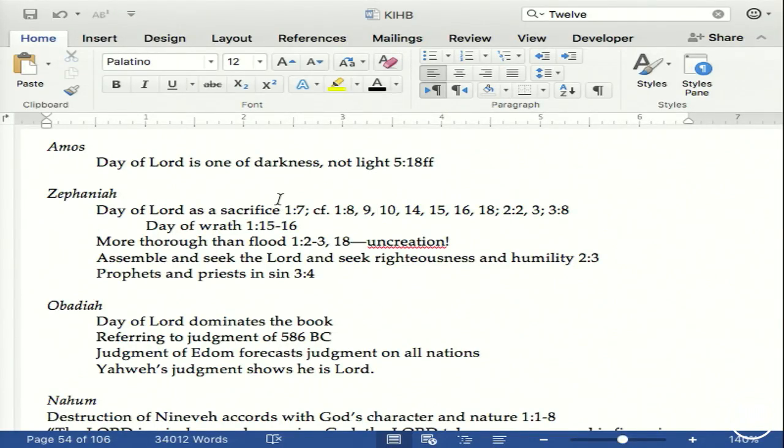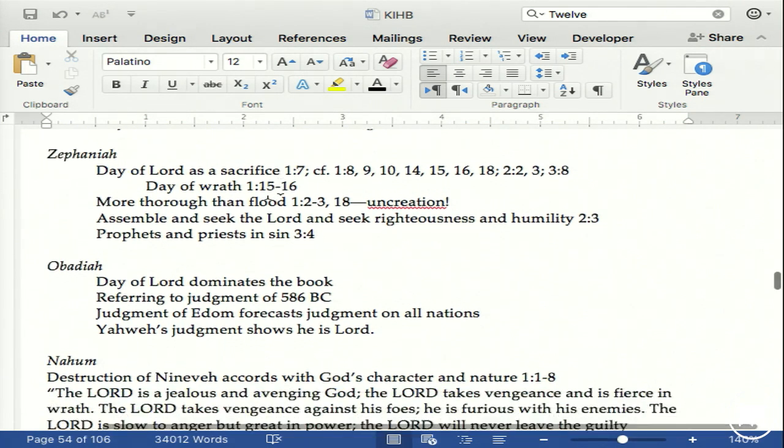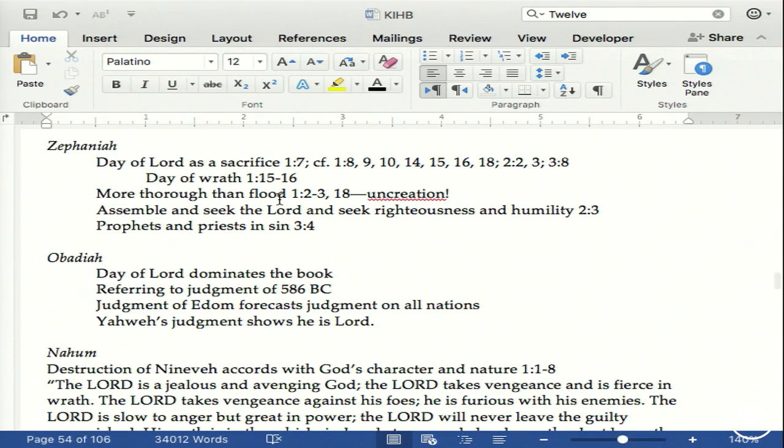And Amos says, you're looking forward to the day of the Lord? Because the day of the Lord is the day of salvation. But he goes, it's not going to be a day of light for you, but a day of darkness. It's not going to be a day of salvation, but a day of judgment. And we see Zephaniah picks up the same way. Zephaniah picks up this image and says, the day of the Lord is going to be a day of sacrifice. And you're going to be the sacrifice. Right? Once again, it's going to be a day of judgment. It's going to be a day of wrath.